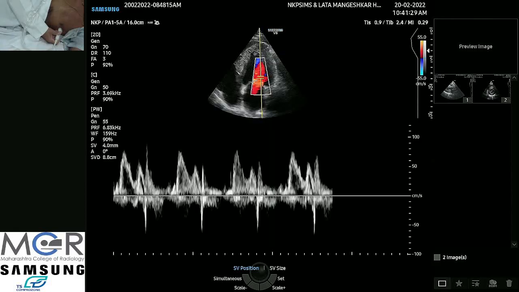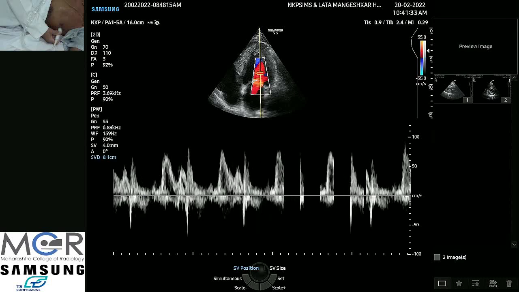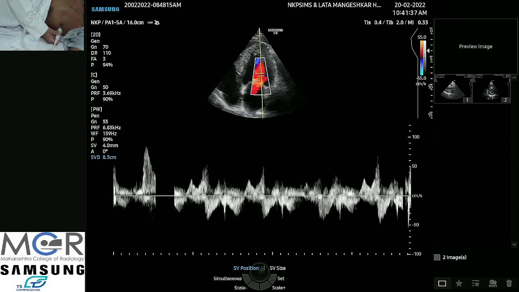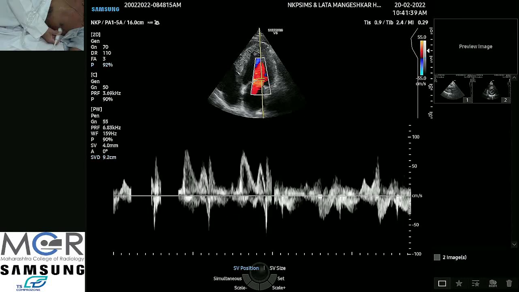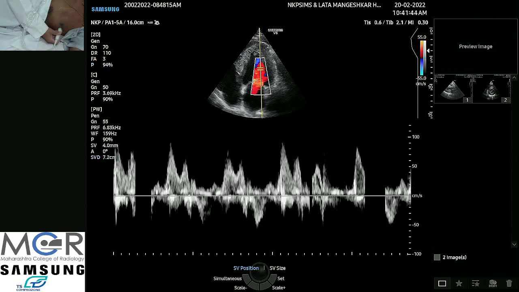This cursor, or sample volume, you can reduce from here. You will find the different velocities. Here it is different velocities. So that is how you can pick up the velocities from the place where you want.